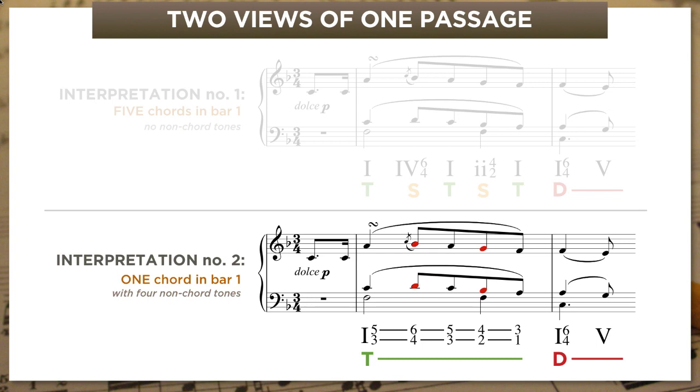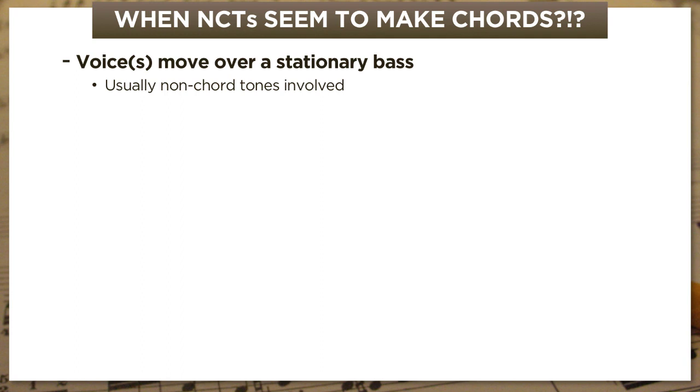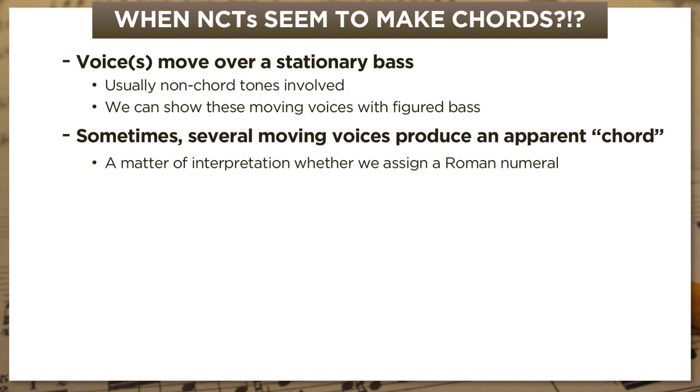So let's summarize everything so far and then look at one final important scenario. By this point, we know that we will sometimes find voices moving over a stationary bass. When this happens, there are usually non-chord tones involved, and we can always show these moving voices with figured bass. And sometimes several of these moving voices produce an apparent chord, but it's a matter of interpretation whether we assign it a Roman numeral. We have to ask ourselves, does it feel like the chords are really changing? Are the chords we see on the page really the chords we're hearing?